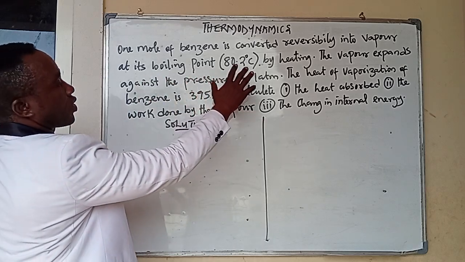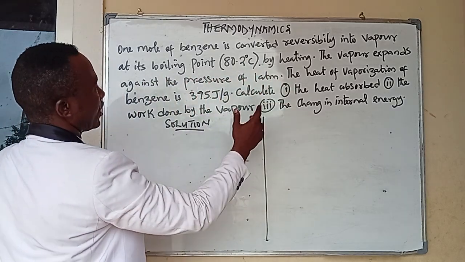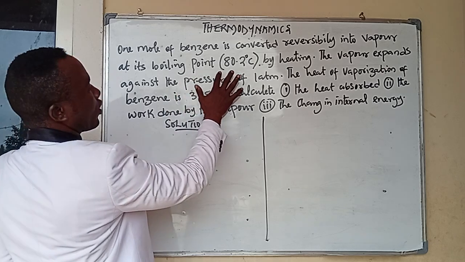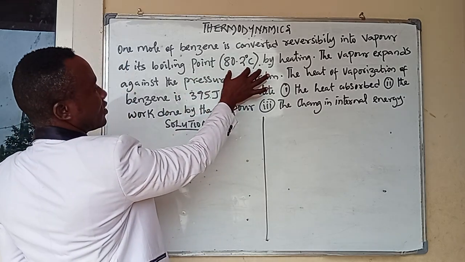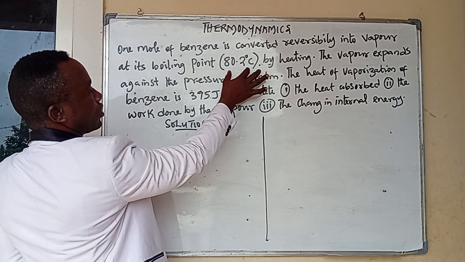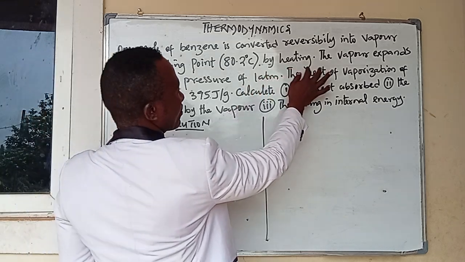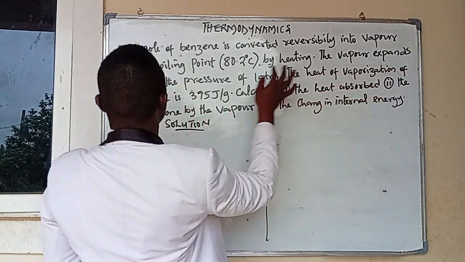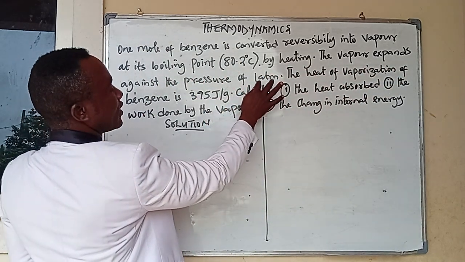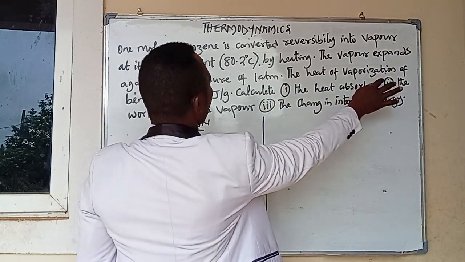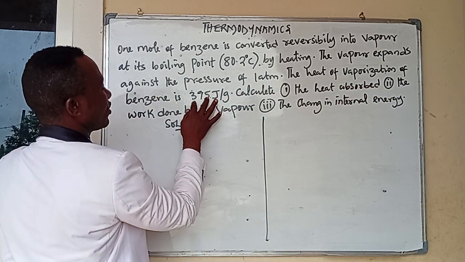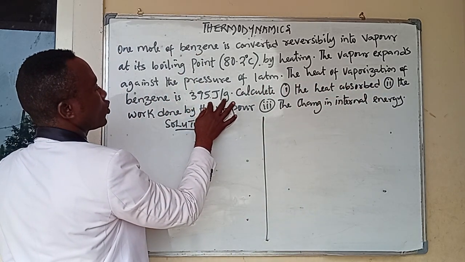1 mole of benzene is converted reversibly into vapor at its boiling point. The boiling point of the benzene is 80.2 degrees Celsius. By heating, the vapor expands against the pressure of 1 atm. The heat of vaporization of benzene is given to be 395 joules per gram.